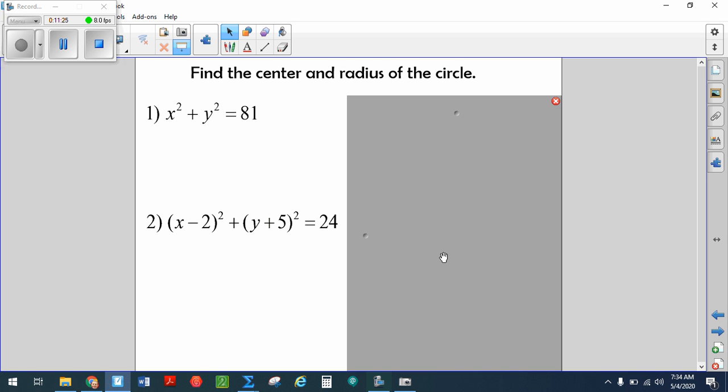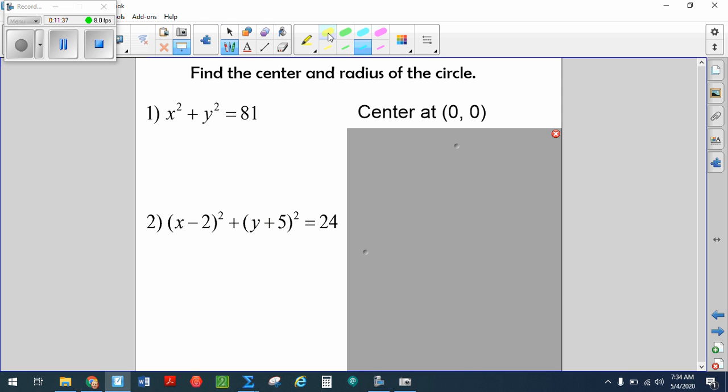And last, just find the center and the radius given the equation. For number 1, there are no other numbers, so we know that the center is at 0, 0. And the value 81 is equal to r squared, so r has to be 9.